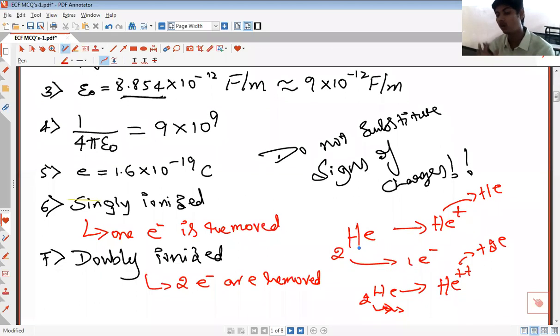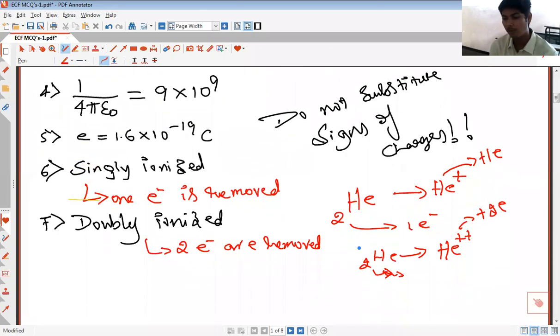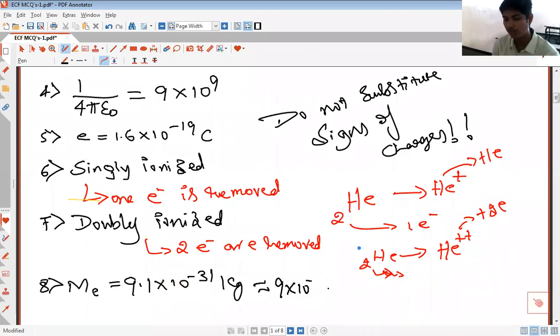Right? Then in some places we will have to substitute the mass of electron. We know that the mass of electron is 9.1 into 10 to the power of minus 31 kg. Approximate it to 9 into 10 to the power of minus 31 kg.